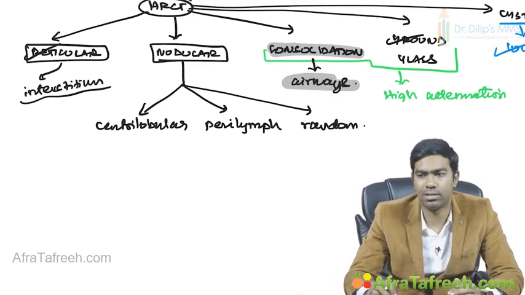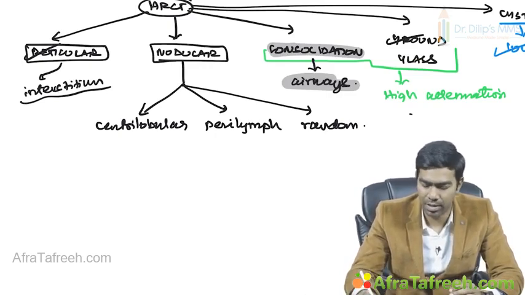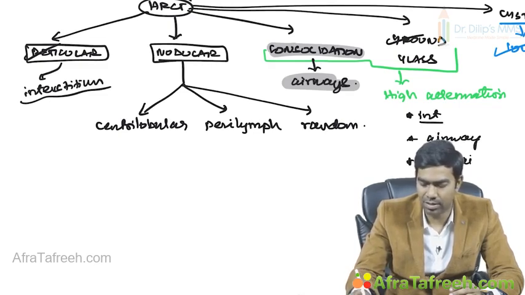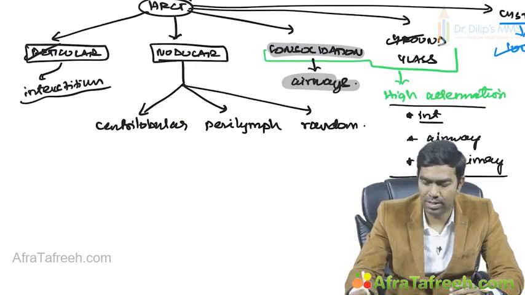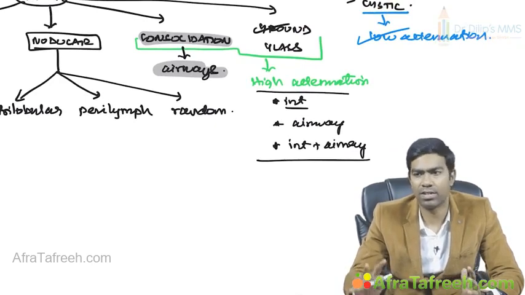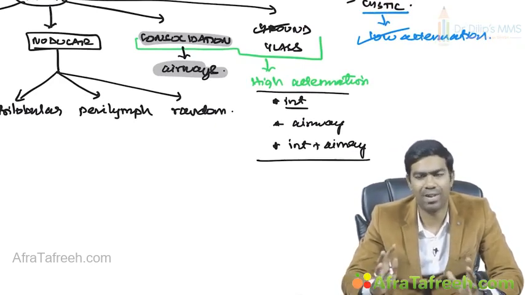Ground glassing again is something overlapping. It can be seen in interstitial disease, it can be seen in airway disease, or it can be seen in a combined interstitial and airway disease. So ground glassing is something, a lot of overlap will be there. And typically cystic is something different, where you see a low attenuation. It's a cyst full of air pocket in the lung.